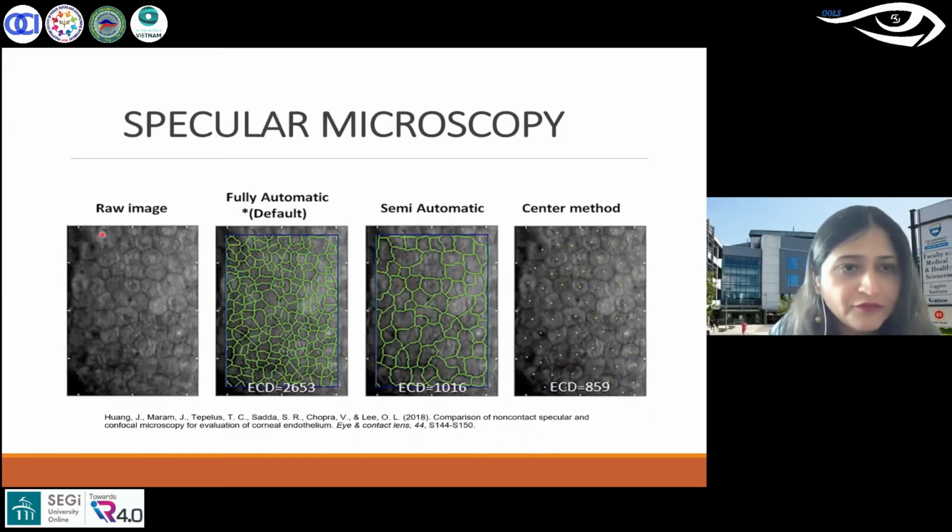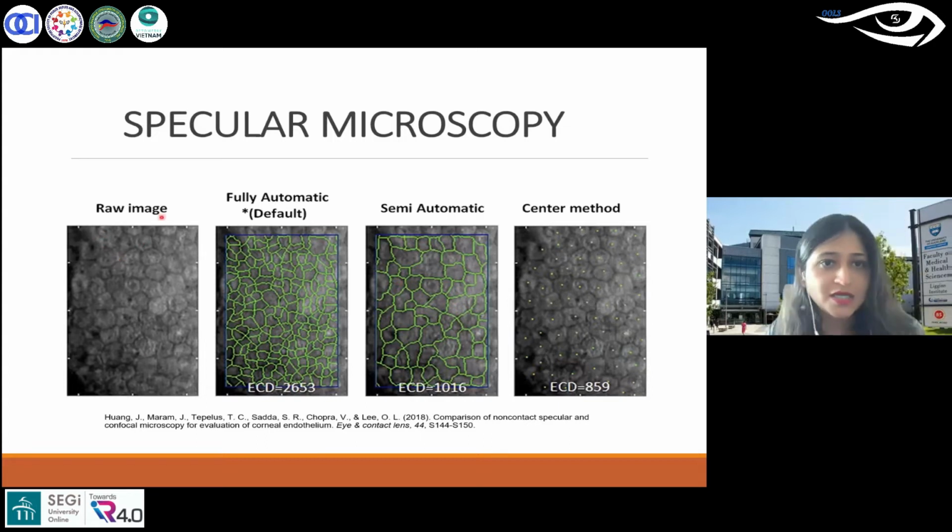Again, looking within the software, within the image, that gives you the raw image. Again, it is fully automated, but you can also choose a semi-automated method or a fully manual method as well.